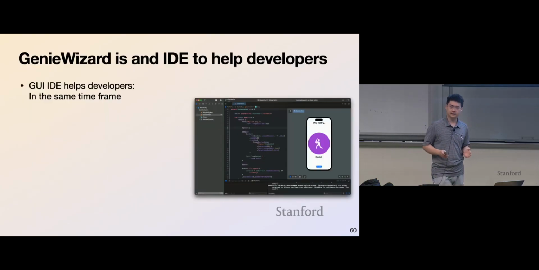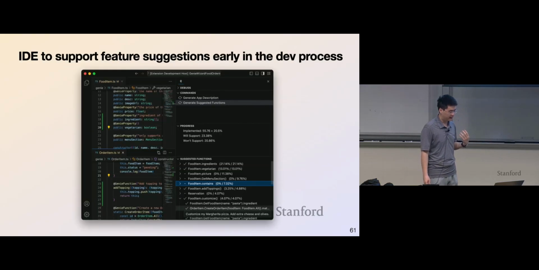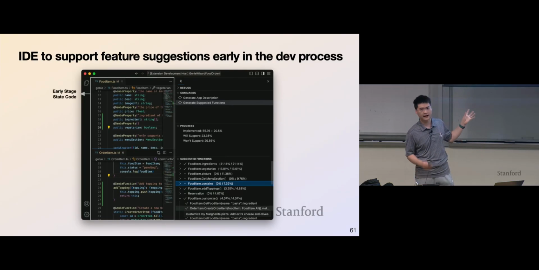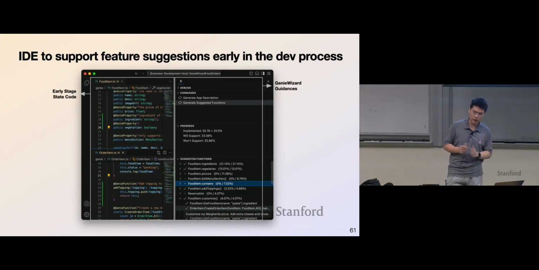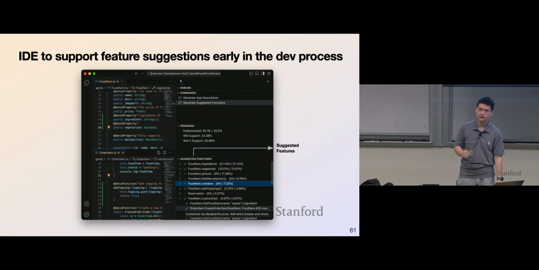Genie Wizard is an IDE. IDEs have been around for a long time. An IDE helps GUI developers save time. They help them follow GUI best practices. They help them visualize GUI designs. In our case, we have built this IDE that helps developers, when they're working on their code, by giving them guidance while they're working on it. And the guidance is in the format of suggested features. We'll say, we think for your app, these features might be needed for the users.